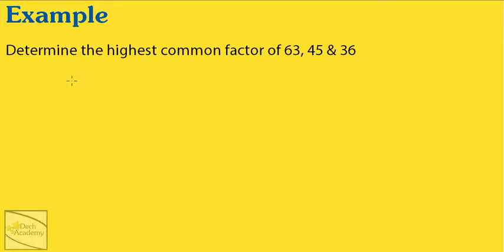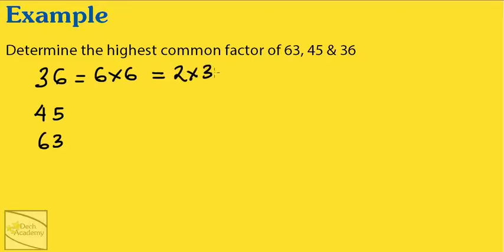So we are required to determine the highest common factor of 63, 45, and 36. The first thing I'm going to do is express each of the numbers as products of their respective prime factors. So I'll just start with 36. I know that 36 is 6 times 6, which is the same thing as 2 times 3 times 6, where 6 is also 2 times 3.